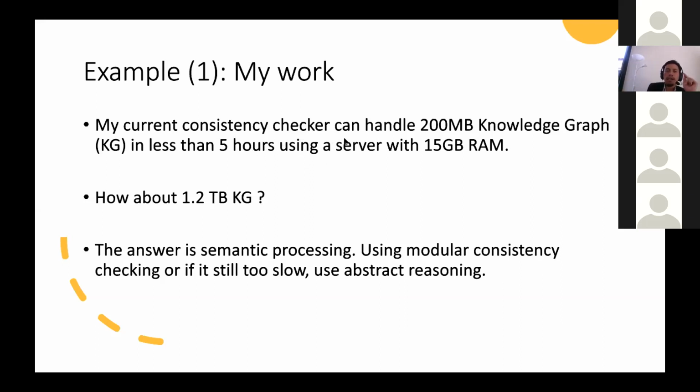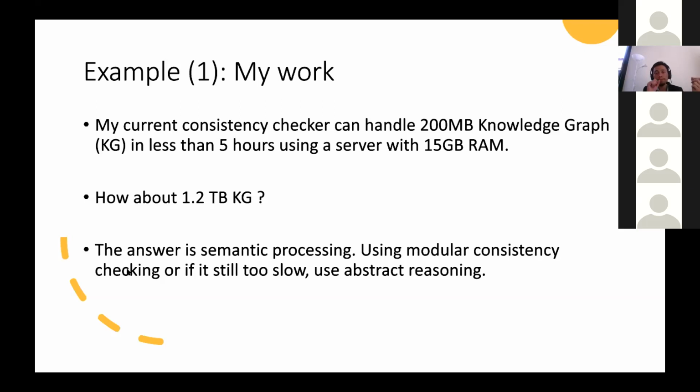But what I did is not big data, because when I finished my thesis, I knew that there is one knowledge graph that has 1.2 terabytes of data. This is the Microsoft Academic Knowledge Graph. So Microsoft Academic has 1.2 terabytes, so big. And if I cross it with the schema of Microsoft itself, it will produce a problem for me. And what if I want to process it with the same resources? My idea is to use semantic processing. I have two options. First, using modular consistency checking.